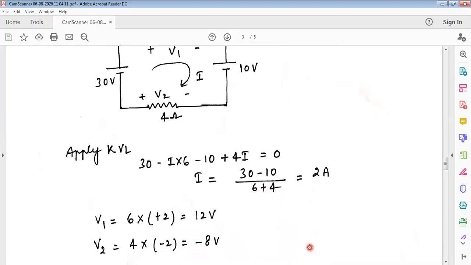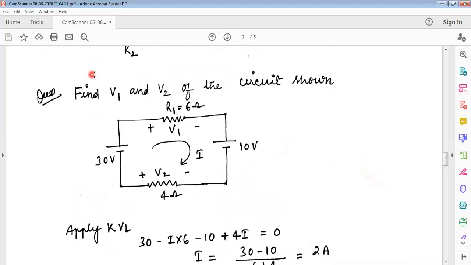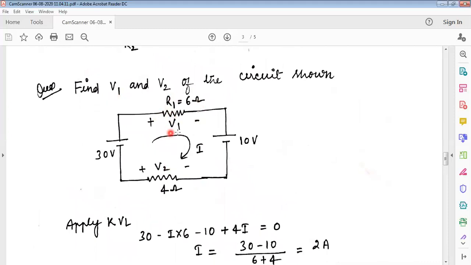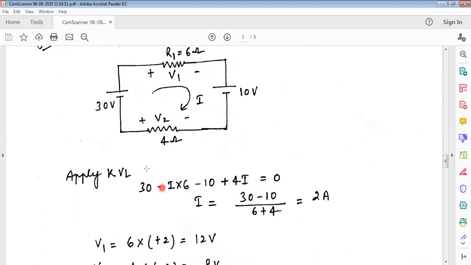Clear? Now you have got the current. Now you have to find V1 and V2, as asked in your question. V1 will be this drop and V2 will be this drop. So this drop is 6 into current I, and this drop will be 4 into current I. But whether this drop will be positive or negative: first V1, the current is entering at the positive terminal.